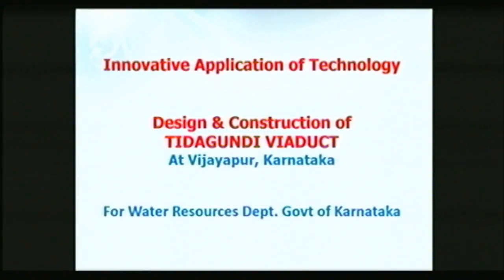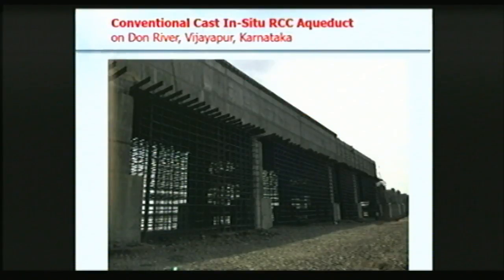I would take an example, through one design, of how all these characteristics can be achieved in the design and construction of a viaduct near Bijapur in Karnataka, by name Tidagundi Viaduct. Why I'm taking this example is, in 2013-14, when we started our interaction with the government, all the structures were traditional. I'm just showing you one example where a simple structure of an aqueduct, which is just about 3.5 kilometers, took almost more than 2.5 years.